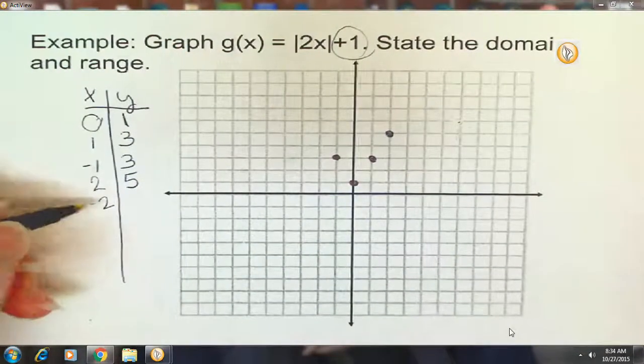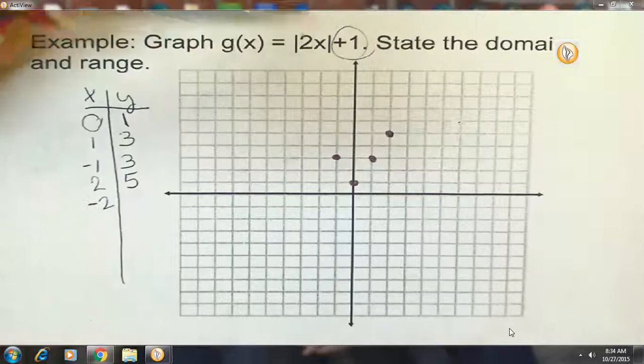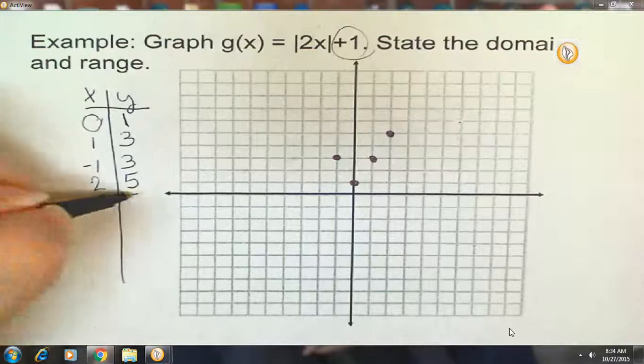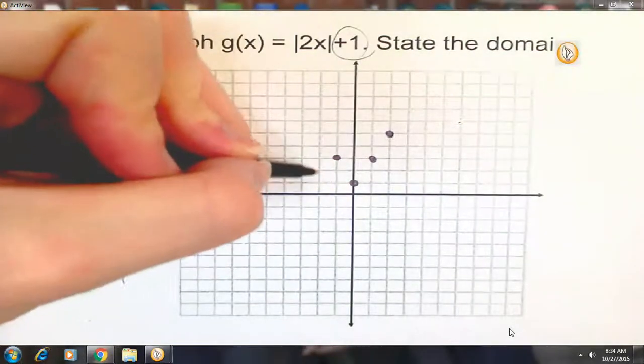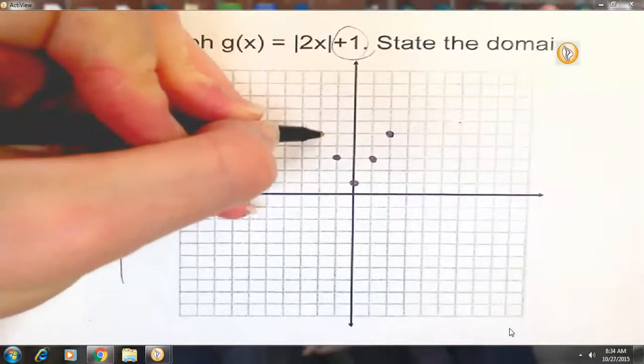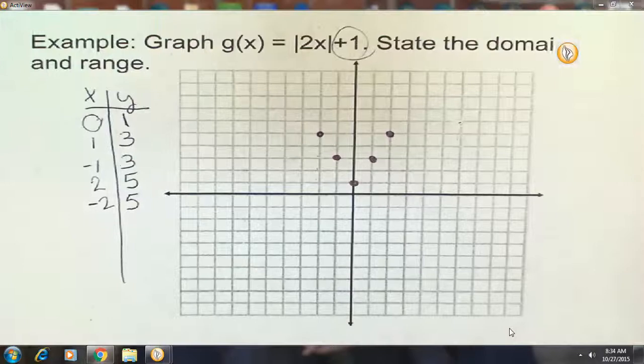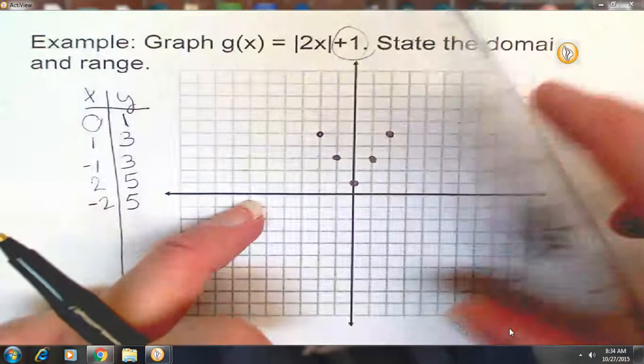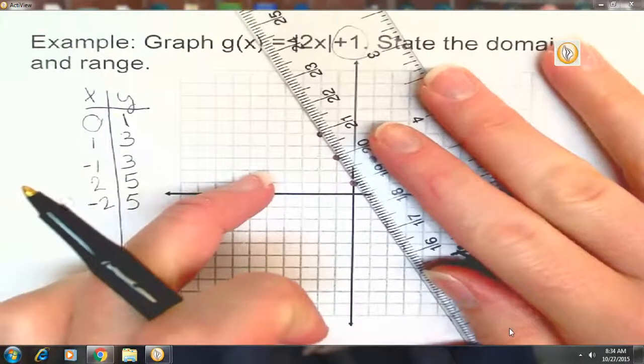Put negative 2 in. 2 times negative 2? The absolute value of negative 4? Plus 1? At this point, I think we've got a good graph. Go ahead and draw in our sides.